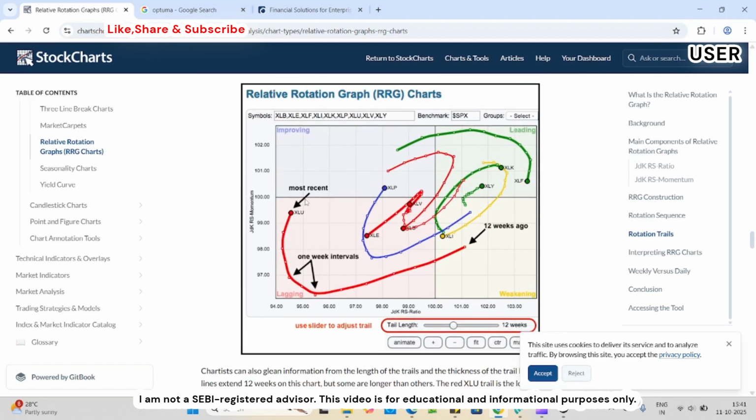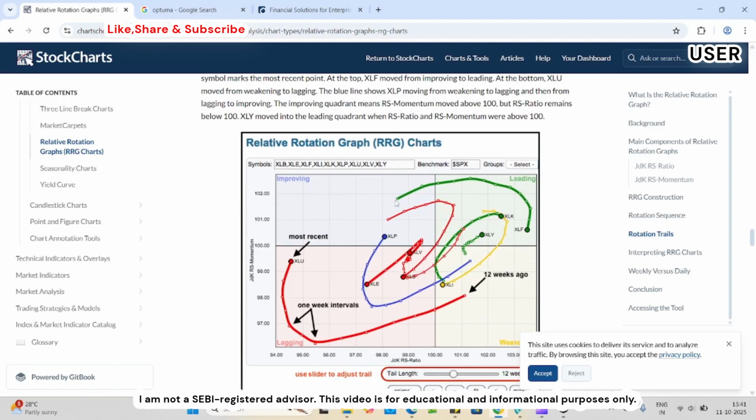For the basic study, I'd like to mention that the point on the leading section, whatever you are seeing here, means the stock or particular sector is leading with the benchmark. I'll tell you, the benchmark is kind of the Nifty only. So in the Nifty this stock is leading right now.